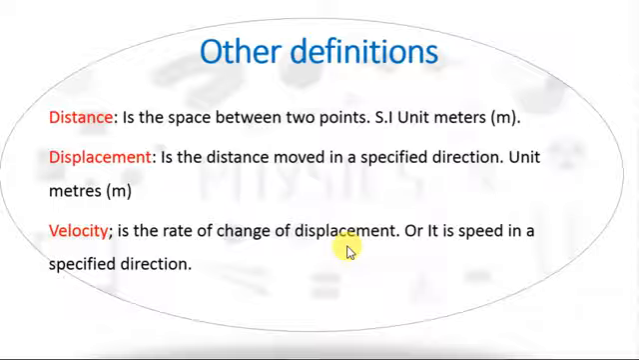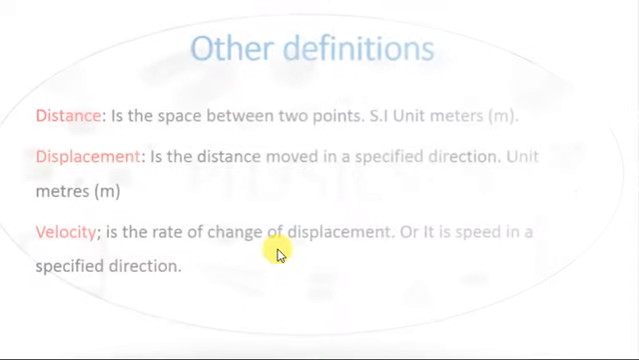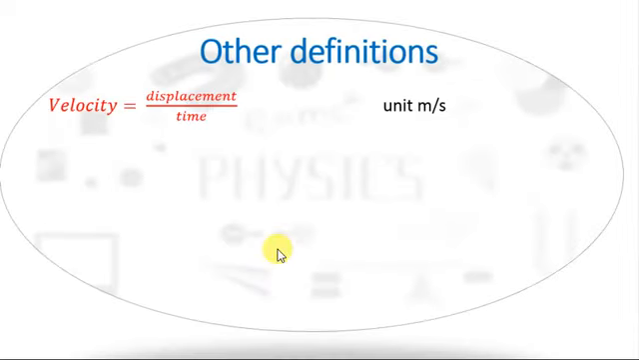Now since speed is related with distance, which is a scalar quantity, speed also remains scalar. But velocity is related with displacement, and displacement is a vector quantity since it deals with direction. So velocity will also become a vector quantity. Other definitions include velocity. Its equation comes from displacement divided by time, which will still have the same unit, meters per second, since displacement is in meters. I told you displacement and distance are the same. The only difference is that for displacement you consider direction.